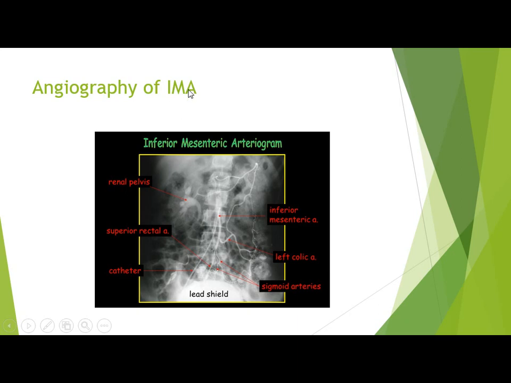The angiography of the inferior mesenteric artery. Here is the inferior mesenteric, which is slightly to the left, giving the left colic branch, sigmoid branches, and superior rectal branch.